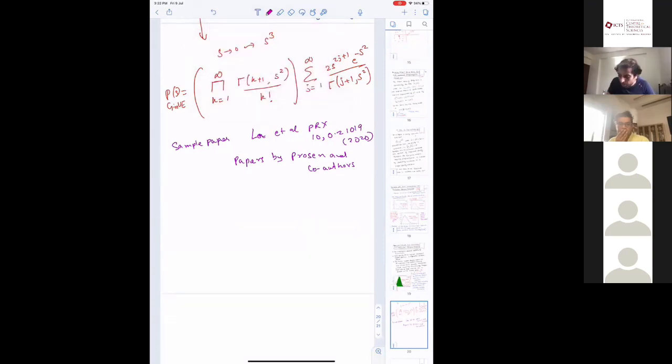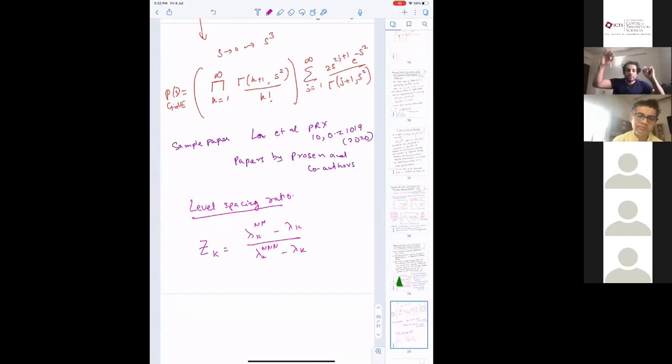One quantity that is important to analyze in this context is something called the level spacing ratio. Let me just end with this, because it is important in the context of open quantum systems. This level spacing ratio is basically some number given this way. It's a very interesting quantity, which is the ratio of nearest neighbor eigenvalue distance to next nearest neighbor eigenvalue distance. So this is some z_k, which is again some complex number.